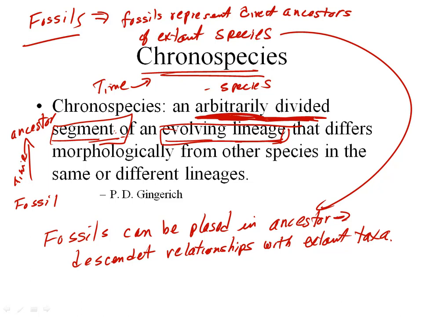So there's that thing about classical taxonomy, the individual investigator being able to make, through his own intuition, based on some evidence but largely through his intuition, an arbitrary division of an evolving lineage. And that's going to create different species. And those species are going to differ from each other morphologically. That is, they're going to look different from each other. And then in the same or different lineages. Let's just leave that aside for right now. But I think we've got the essence of it. So, an arbitrarily divided segment of an evolving lineage that differs morphologically from other species. And those species could be in the same lineage or in a different lineage. But as I say, the important part is before that.